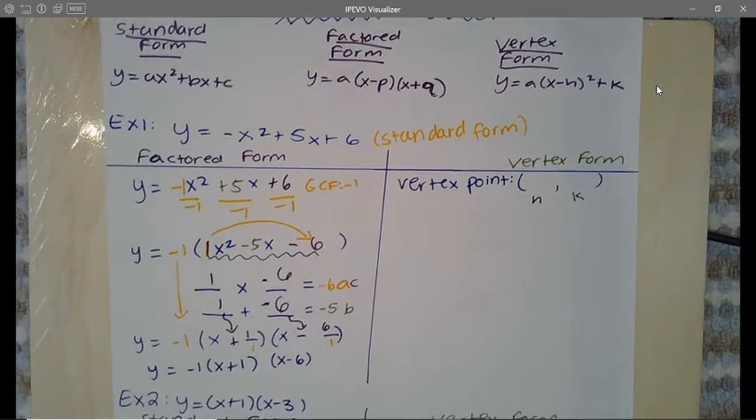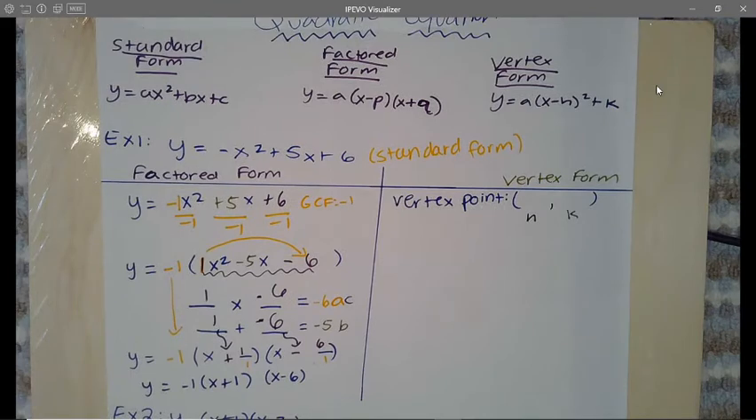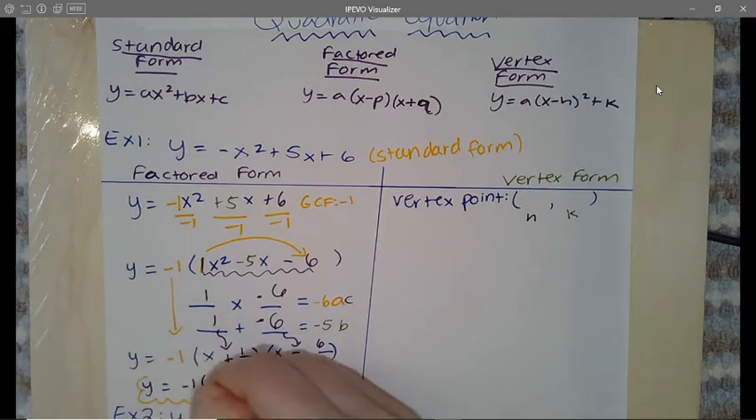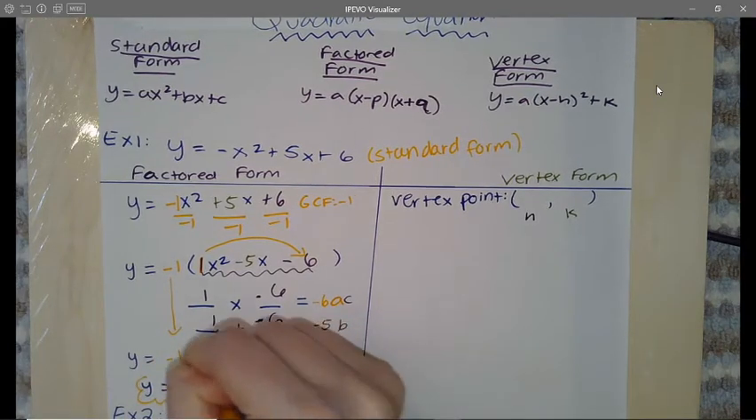So guess what, you guys? We factor till we can't factor anymore. We have reached factored form. So this is my factored form of the quadratic equation.